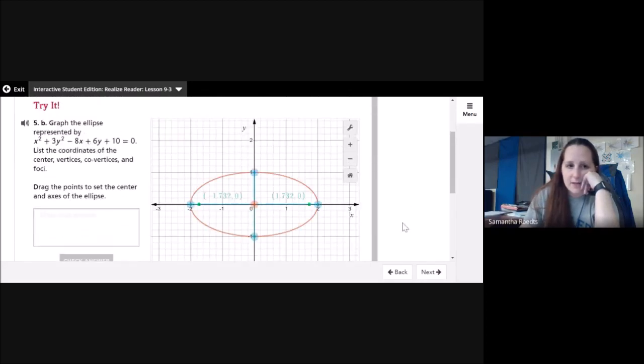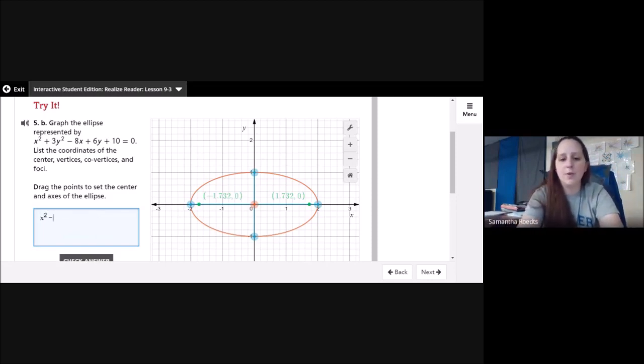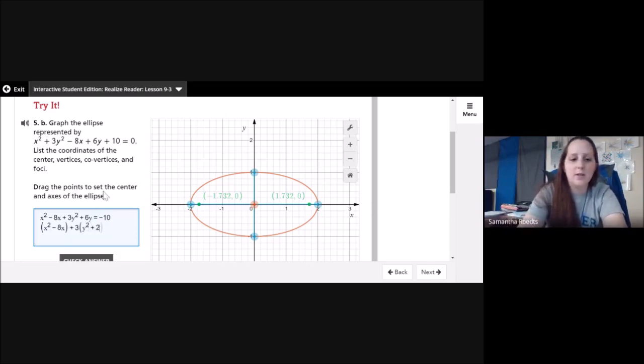All right, let's try it. Graph the ellipse represented by x squared plus 3y squared minus 8x plus 6y plus 10 equals 0. So first thing I want to do is group my same values together. I'm going to move that 10 to the other side. So I have x squared minus 8x plus, I'm going to take that 3 out, y squared plus 2y equals negative 10.